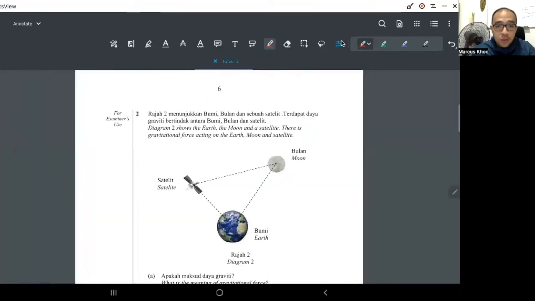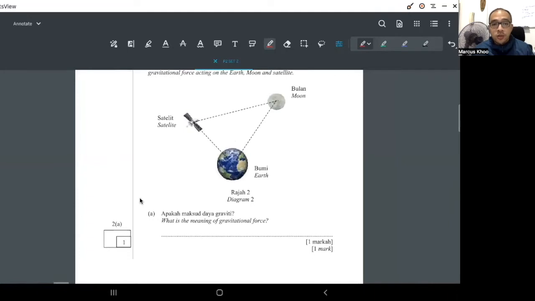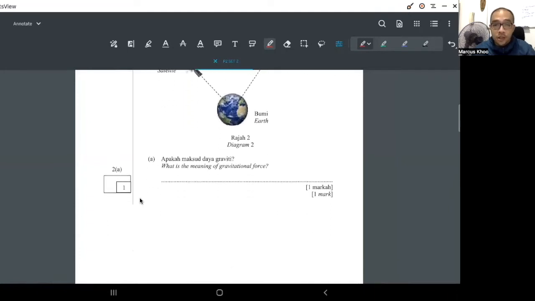Question number two. Diagram two shows the Earth, the Moon, and the satellite. There is a gravitational force that is acting on the Earth, Moon, and the satellite. So what is the meaning of gravitational force? Now, the standard meaning for gravitational force is a force between two objects. That is a standard meaning.